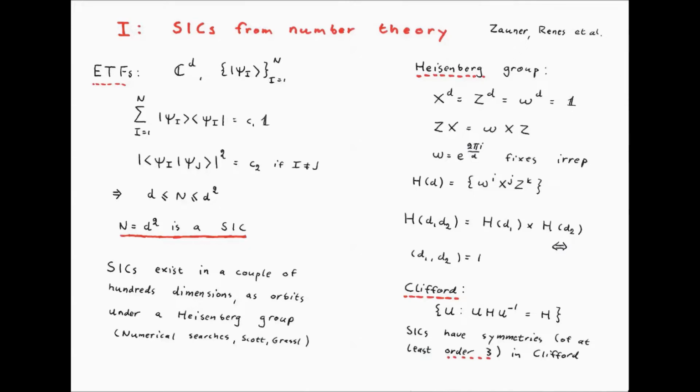That's the beginning. Now, it's nice that these things are orbits under a group, because that means you can define the SIC not by listing all the D squared vectors, but just listing a single vector called the fiducial vector, and then you act on that with the group.